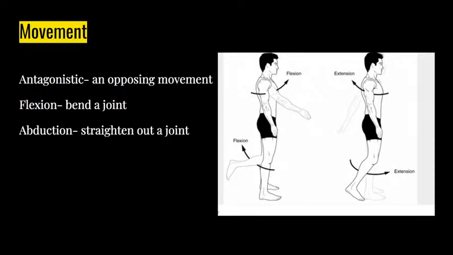The term flexion means to bend a joint, and this brings the distal end of an arm or leg close to the body. Bending the elbow or knee are the two common flexion movements. Extension is the opposite of flexion, and it is the movement that straightens out the joint. And straightening the elbow or the knee are the two common extension movements. Next, we have abduction.